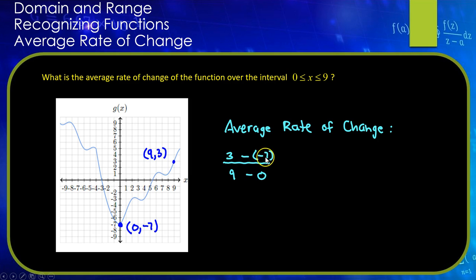In which, 3 minus negative 7 equals 10, and 9 minus 0 equals 9. So 10 over 9 ends up being 1.1 repeating. You can write it any way you want here. 10 over 9 is also fine. But that's the average rate of change for this, whatever these values would stand for. And that would basically be the slope of the line that connects these 2 points.